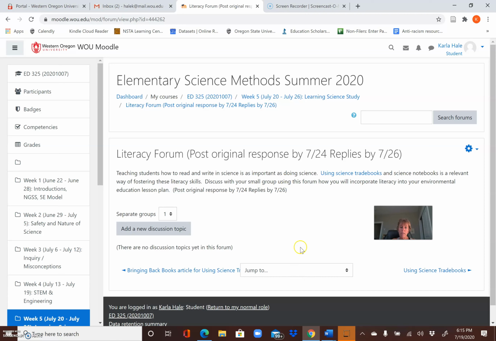Teaching students how to read and write in science is as important as teaching them how to do science. So how do you communicate what you're doing? You're just going to be posting with your small group. Again, this is the same group that you worked with for your science safety station.